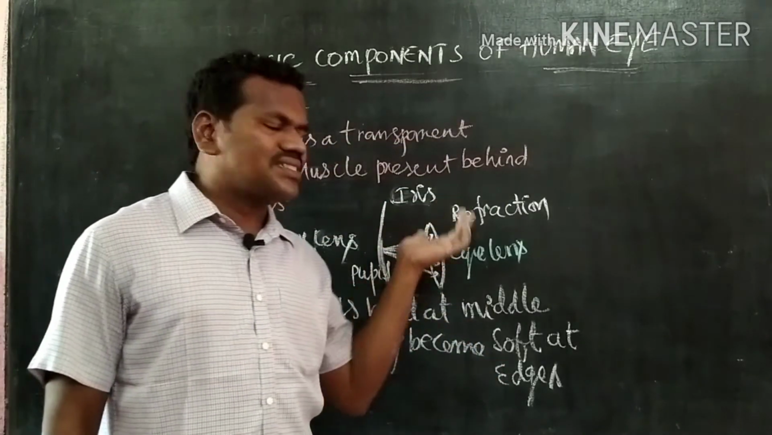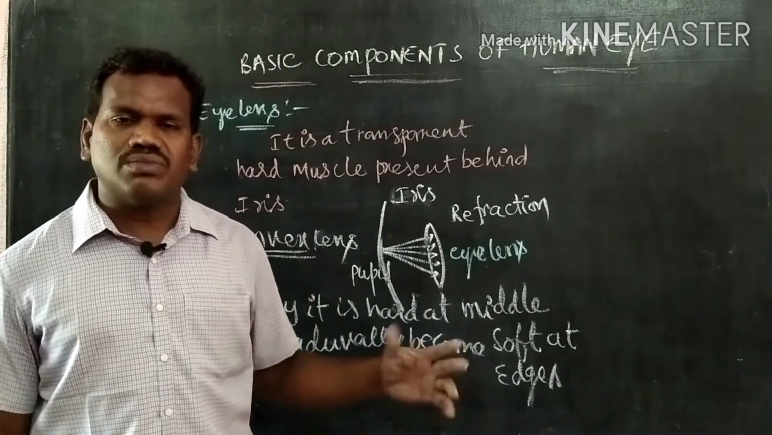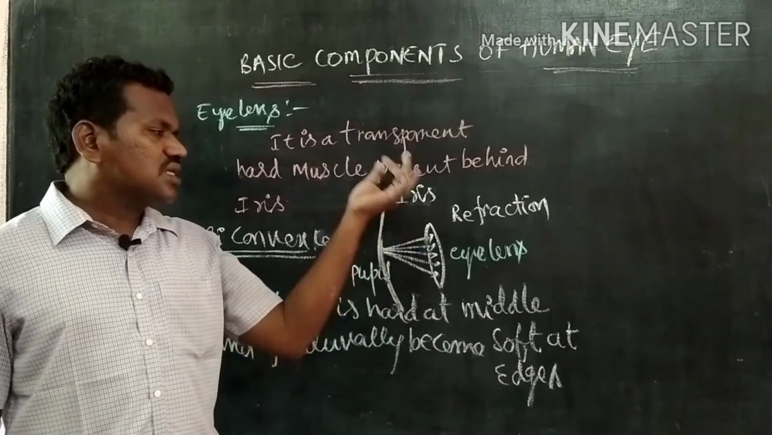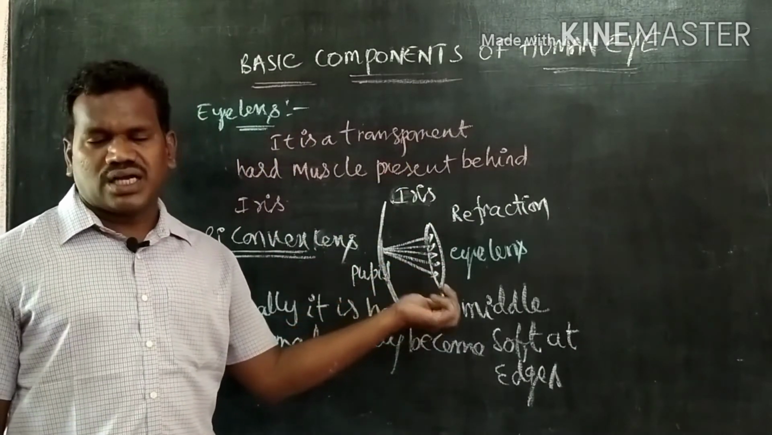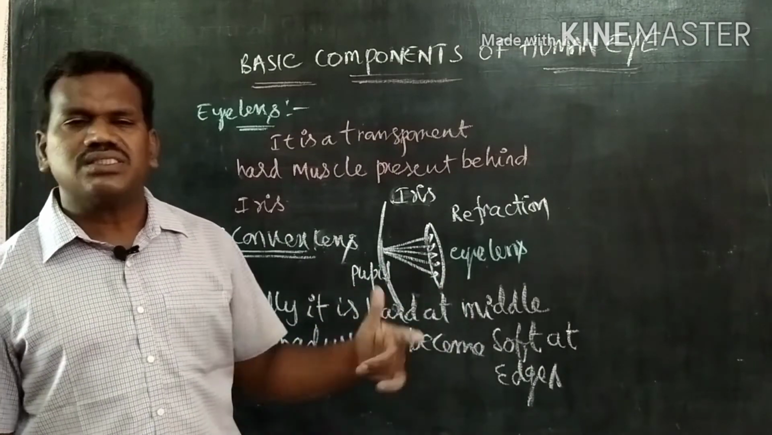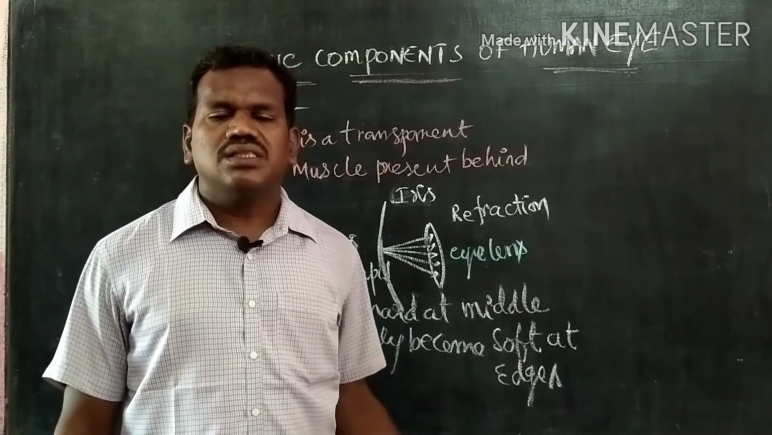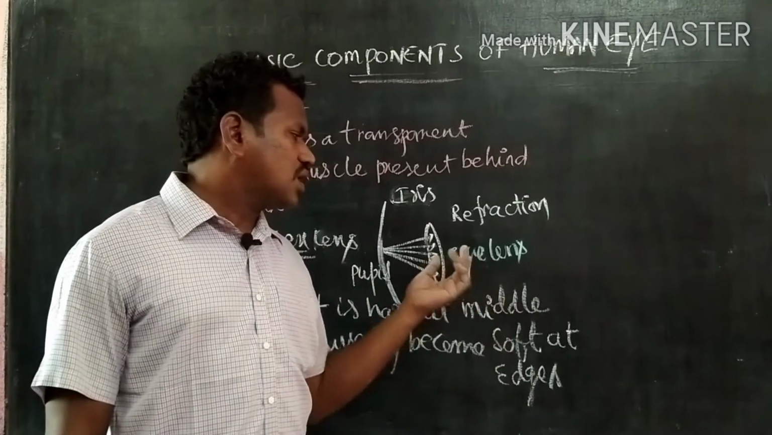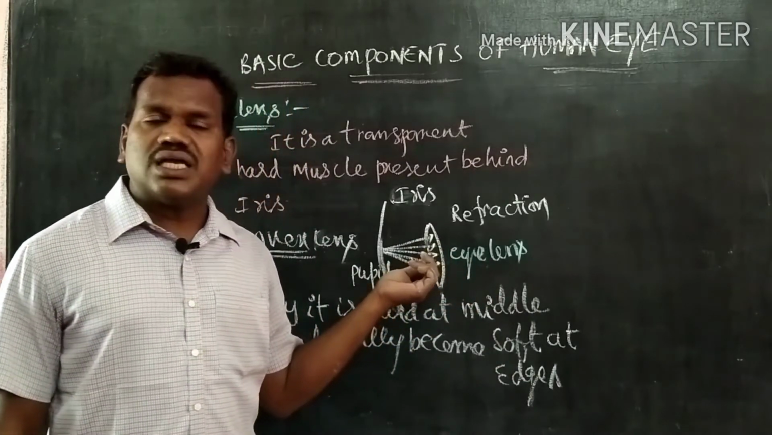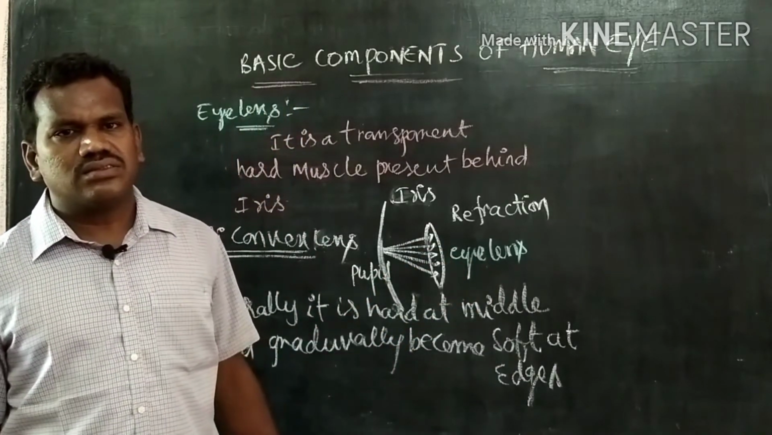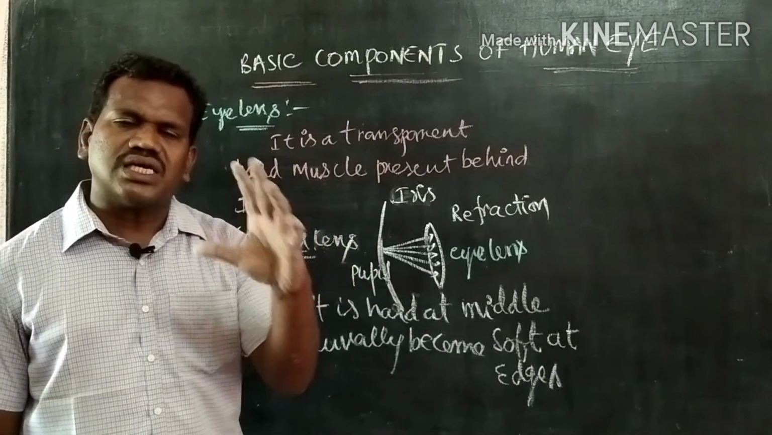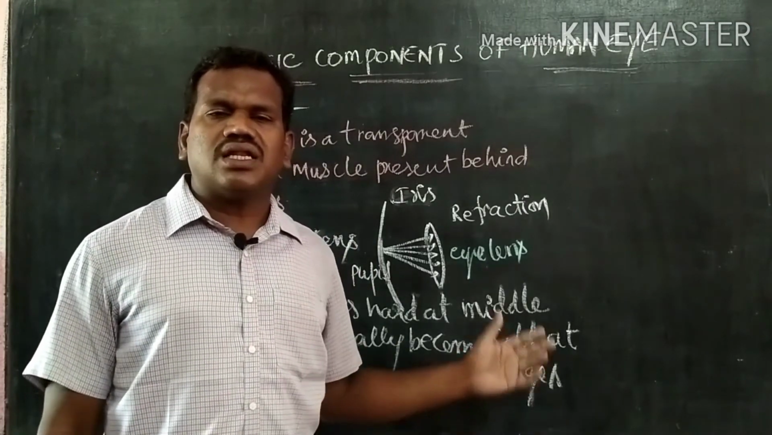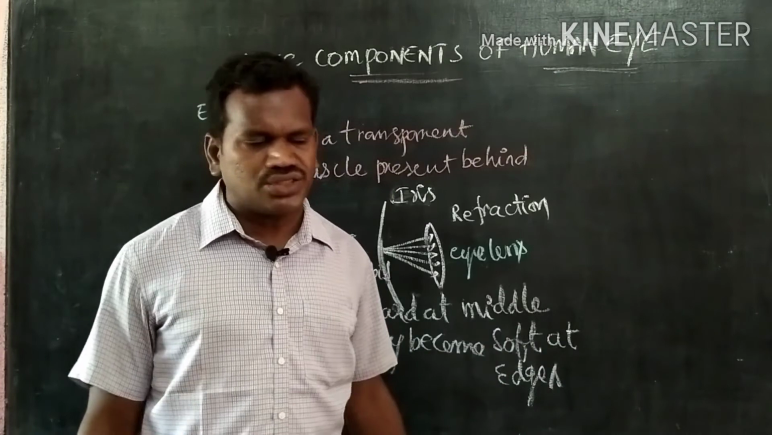Why does it become soft at the edges? Because the edges of the eye lens are connected to the ciliary muscles. These ciliary muscles will control the size of the eye lens. Because of the change in the size of the eye lens, automatically the focal length will change.